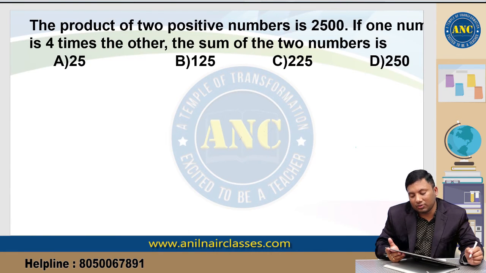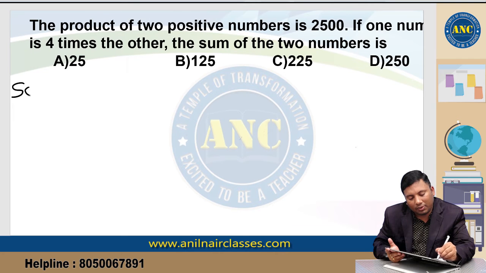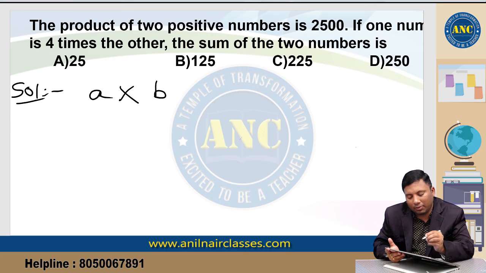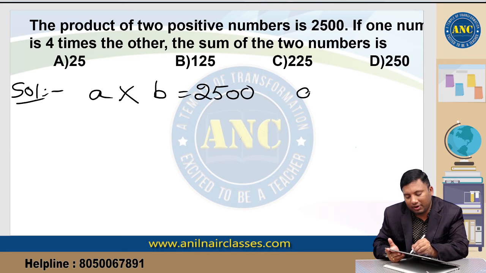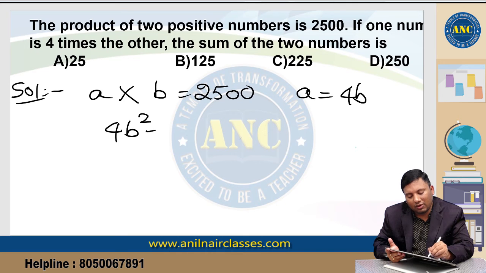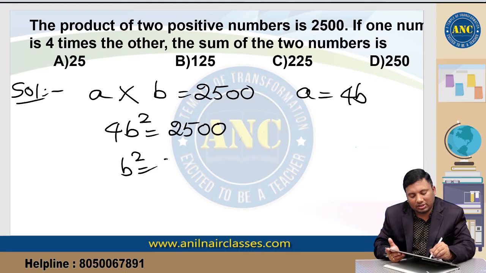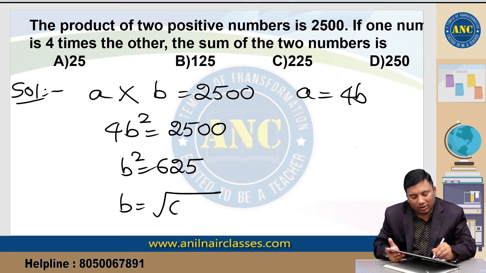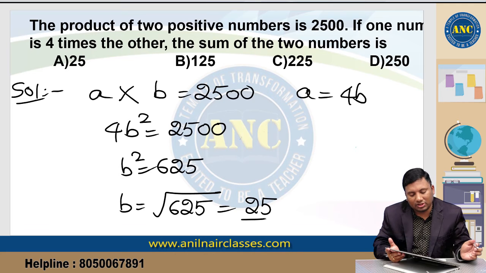Next one: the product of two positive numbers. A is one number, B is another number. The product of two positive numbers is 2500. If one number is 4 times the other number, then 4b square is equivalent to 2500. So b square is 625. So b is the square root of 625, which is 25. I hope the idea is clear.